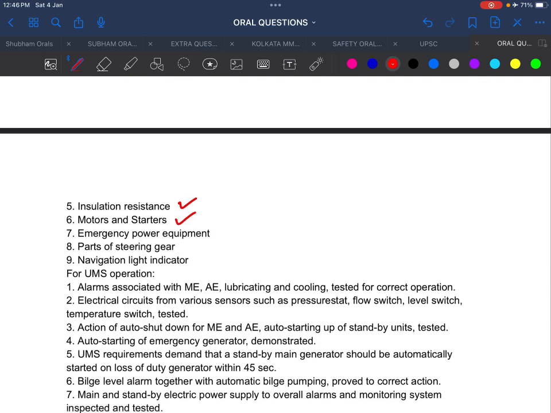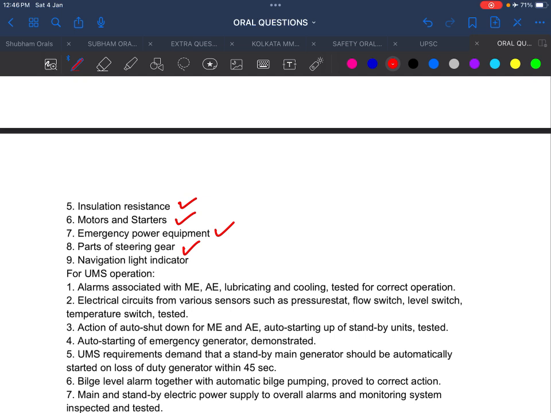They will perform some stop and start operations of the motors, and they can check whether the motor is working properly or not, with no noise, vibrations and so on. And then they check emergency power equipment also. They will check the emergency generator. They will do load testing, on-load test and off-load test. They will check the emergency generator, both methods of starting, and they will check the steering gear also. Whether the steering gear is working properly or not.